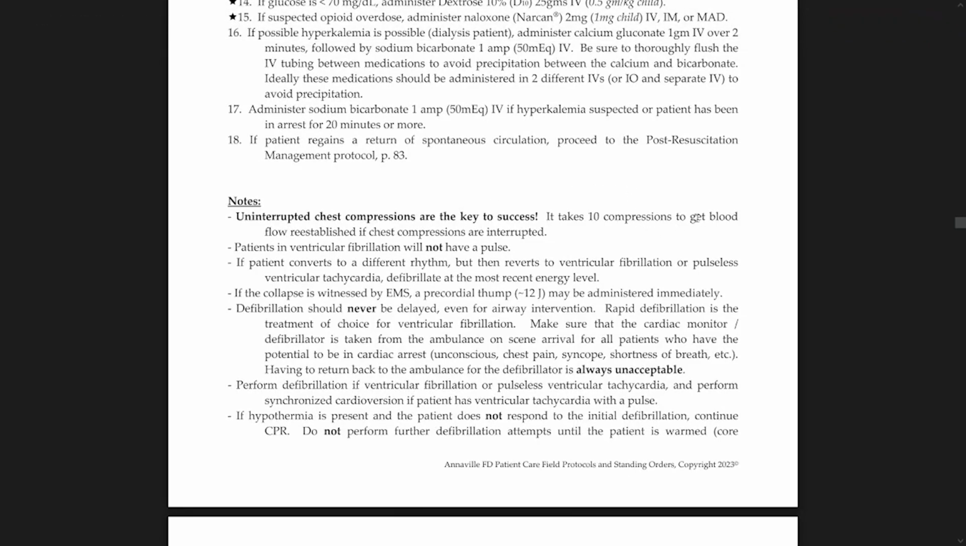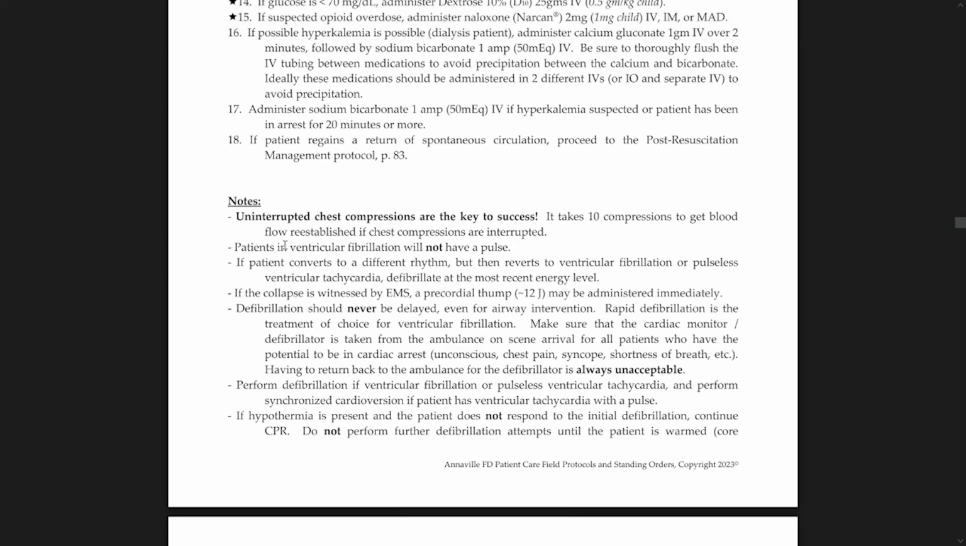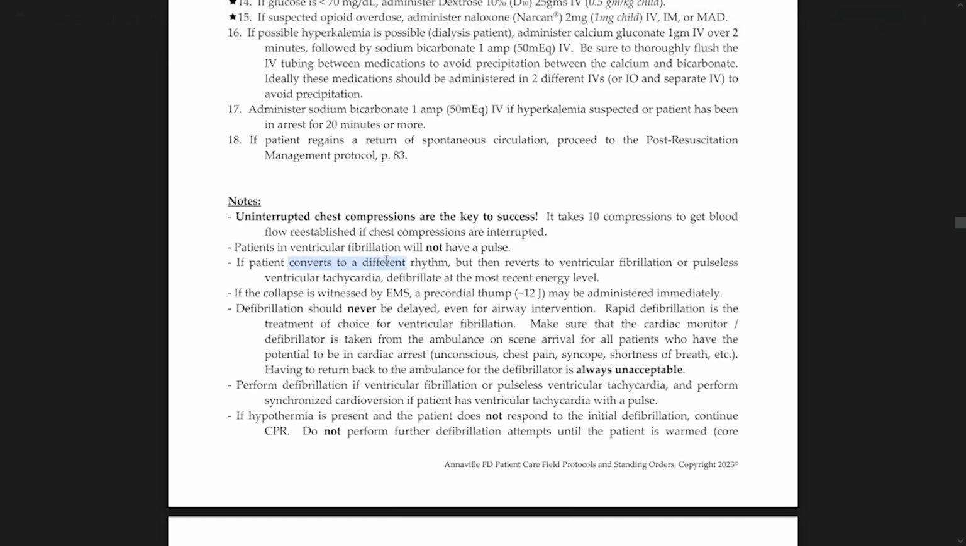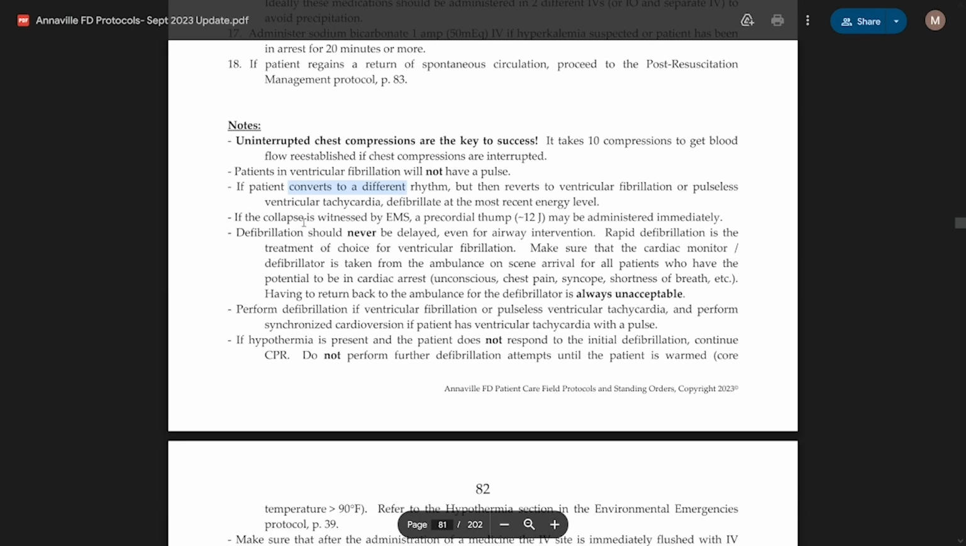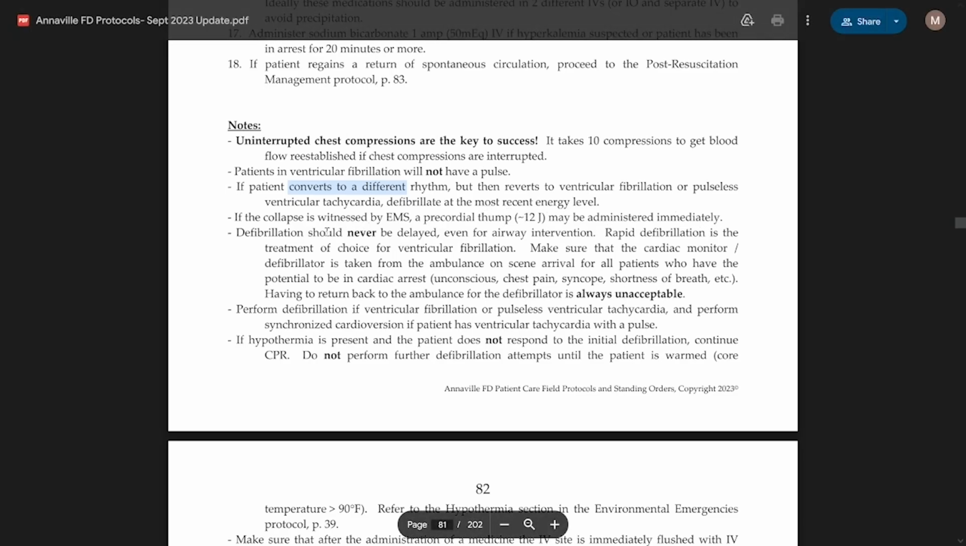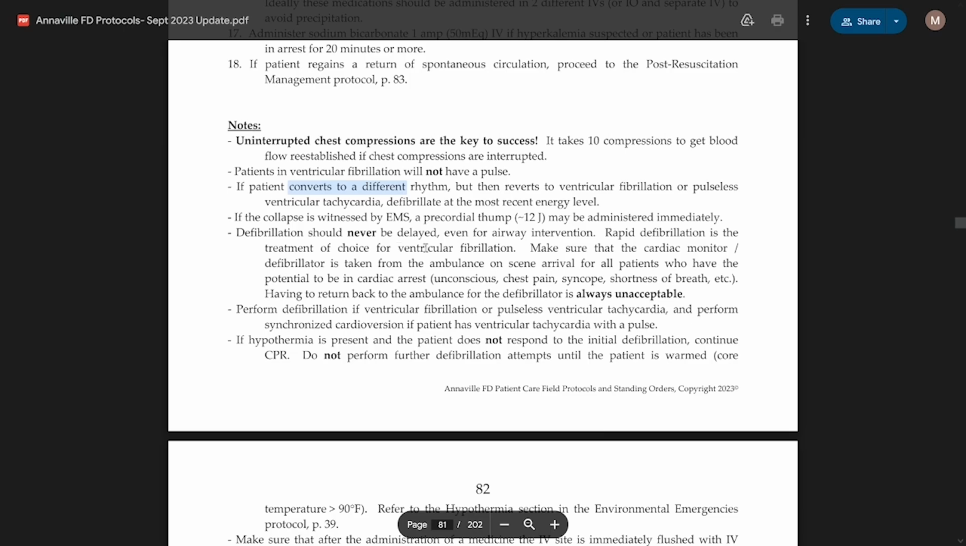It takes 10 compressions to get good blood flow reestablished if the chest compressions are interrupted. Patients in VFib will not have a pulse. If patients convert to a different rhythm but then revert to VFib or pulseless VTach, defibrillate at the most recent energy level. If the collapse is witnessed by EMS personnel, a precordial thump, which should give roughly 12 joules, may be administered immediately. Defibrillation should never be delayed, even for airway intervention. Rapid defibrillation is the treatment of choice for VFib.